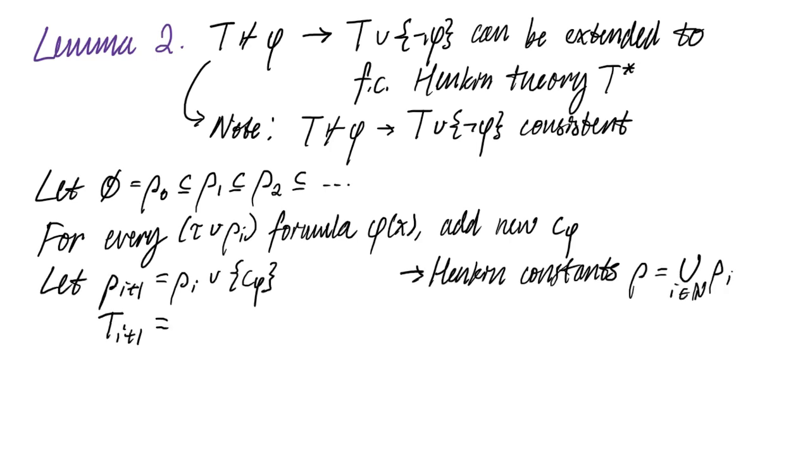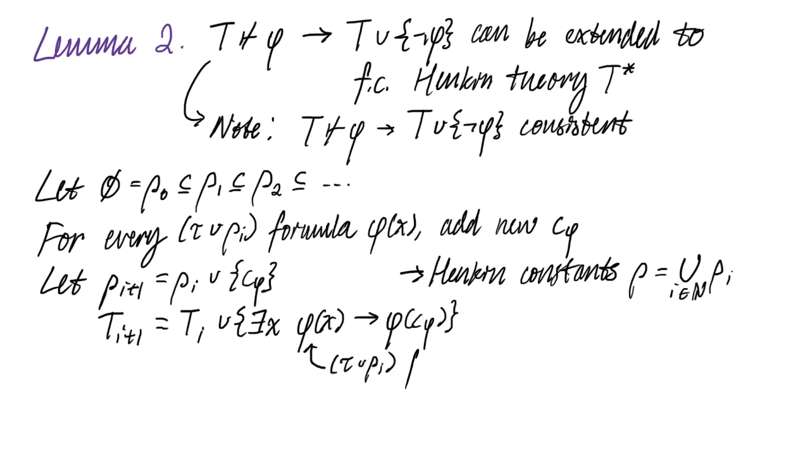Then we define theory T I as the extension of the previous T by all sentences of the form there exists an x where theta of x implies theta of c of theta, for all tau union rho I formulas theta. Note, by the way, the second to last line should really say theta to avoid reusing our phi variable. Since we're extending from T union not phi, that is our T0. We'll now continue with the rest of the proof.